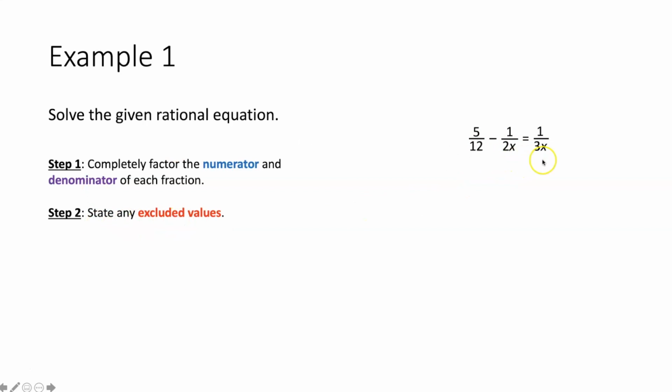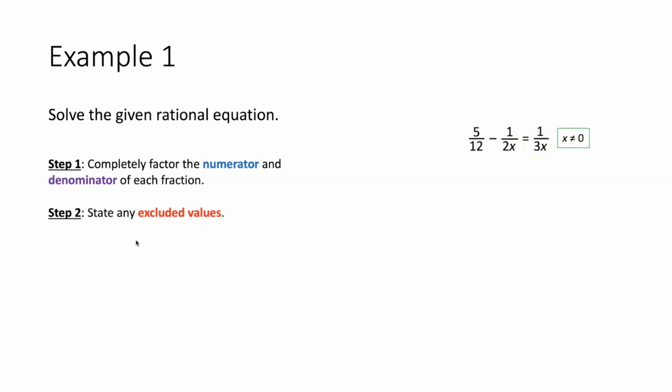So those would be values of our variable that cause any of these denominators to equal 0. To figure out what those are, we just set each denominator equal to 0, solve for x. Here, there is no x, so we're good. Here, we set 2x equal to 0, solve for x, we get x is equal to 0. Therefore, x equals 0 is one of our excluded values. Over here, we set 3x equal to 0, solve for x. We again get x is equal to 0, so our only excluded value here would be x cannot equal 0. That would cause these two denominators to equal 0 and be undefined.